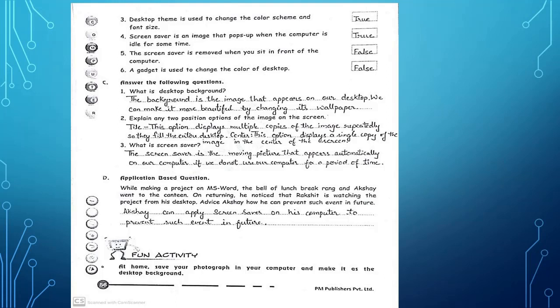Okay. Now some application based question. While making a project on MS Word, the bell of lunch break rang and Akshay went to the canteen. On returning, he noticed that Rakshit is watching the project from his desktop. Advise Akshay how he can prevent such event in the future. Okay children? So what he can do? He can apply a screensaver. So Akshay can apply screensaver on his computer to prevent such event in future.